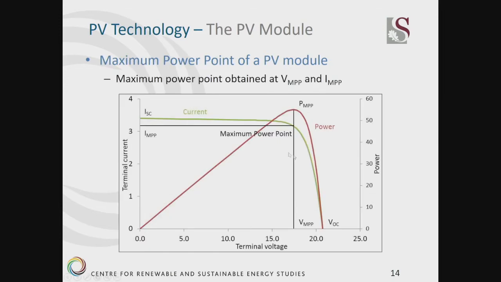Here we have the IV curve in green of a PV module and the power curve in red of a PV module. And here we can see the maximum power point, and that is at the voltage of the maximum power point and the current of the maximum power point. And this is also information that is given in the datasheet.